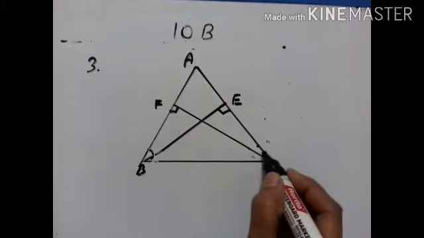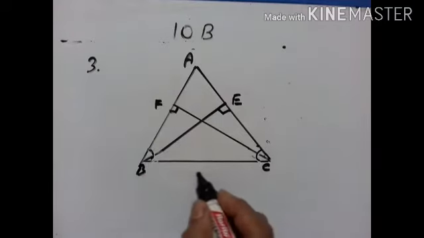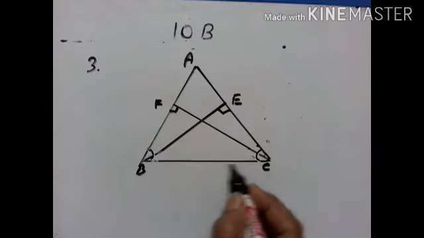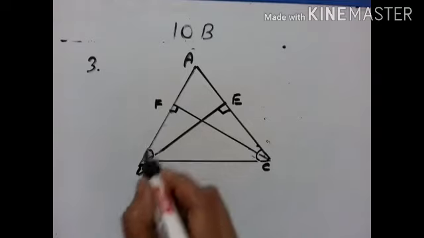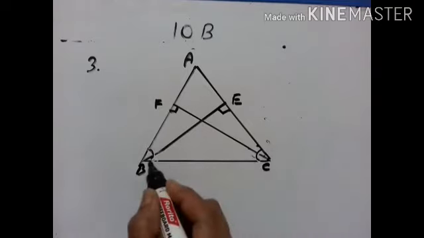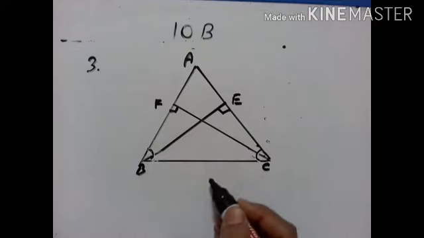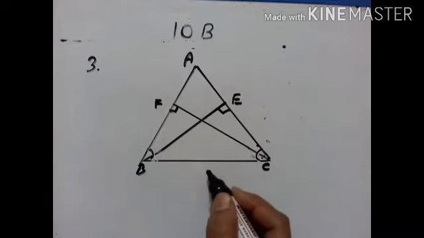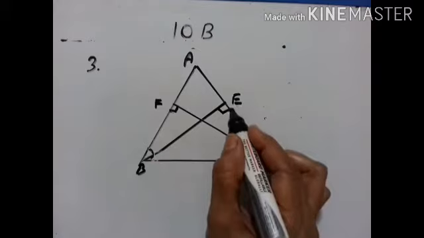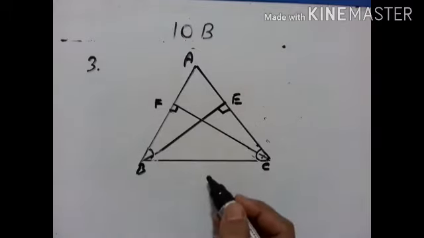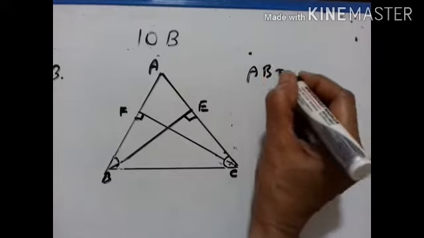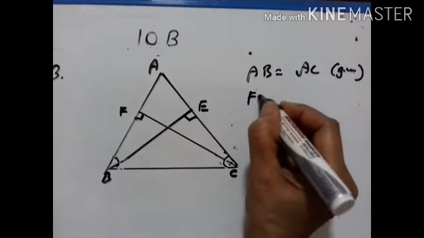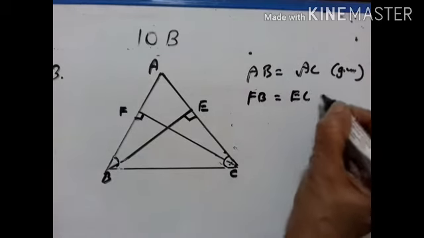Angle FBC is equal to angle ECB. Angles opposite equal sides are equal. Side BC is common to both the triangles. Therefore triangle FBC is congruent to triangle ECB, AAS postulate. Therefore, BE is equal to CF, CPCTC. FB is equal to EC, CPCTC. Now AB is equal to AC given. FB is equal to EC, CPCTC.